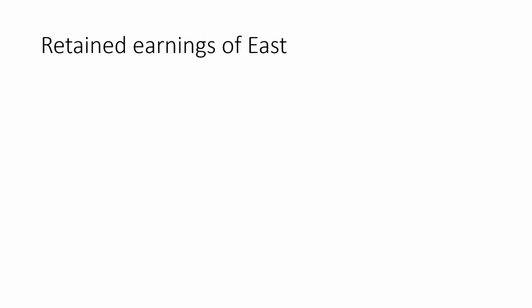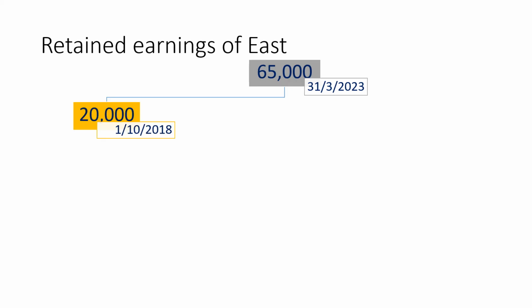Now, let's analyze the retained earnings of East. You can remember we have analyzed it before to identify the pre-acquisition reserves. Let's look at it again, but from a different angle. So you know that 65,000 is there as at 31st March 2023. And it says 20,000 belongs to the pre-acquisition, which is based on 1st of October 2018.